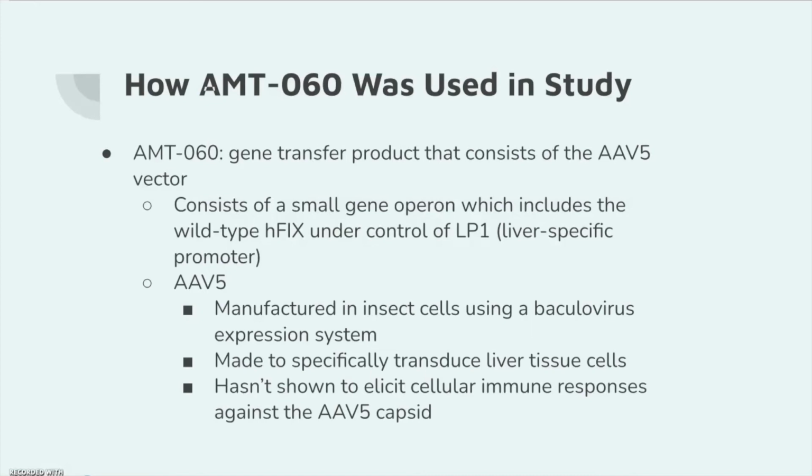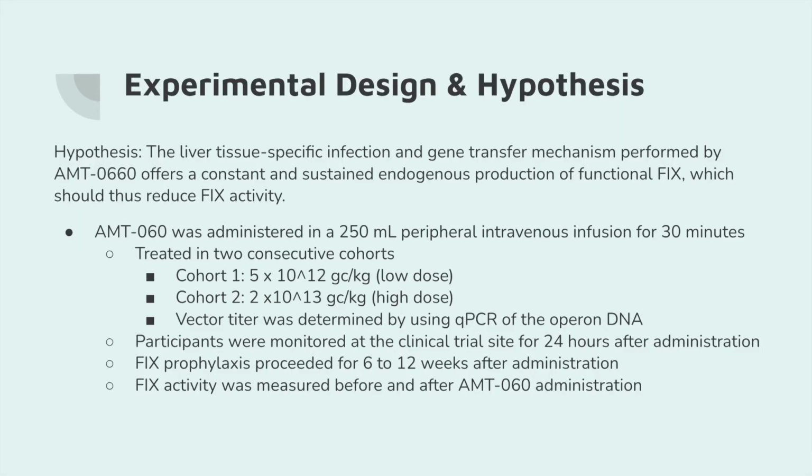This vector has been shown to be effective in previous gene therapy treatments for gene addition uses and doesn't elicit a strong cellular immune response against the capsid. In this study, the hypothesis that these scientists had was that the liver tissue-specific infection and gene transfer mechanism performed by AMT60 offers a constant and sustained endogenous reproduction of functional FIX, which should reduce FIX activity.